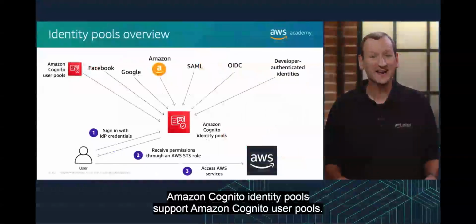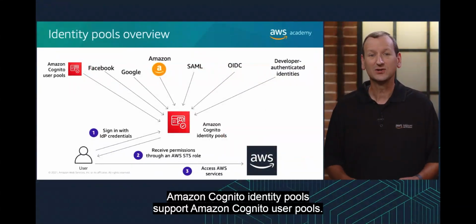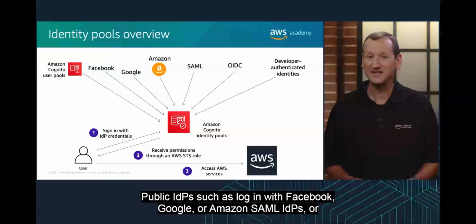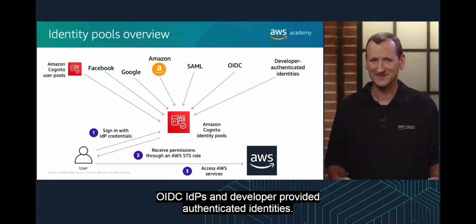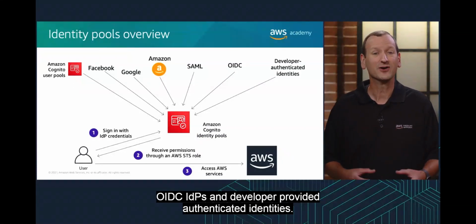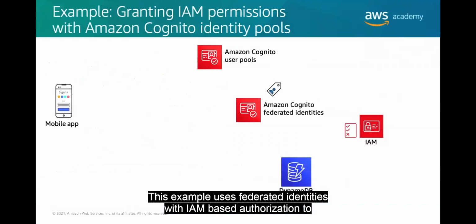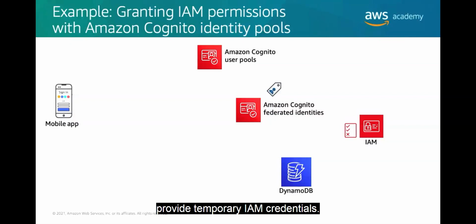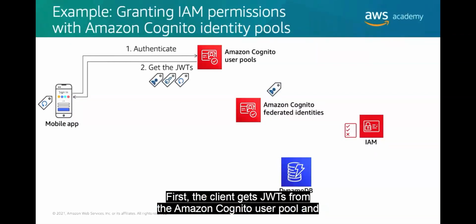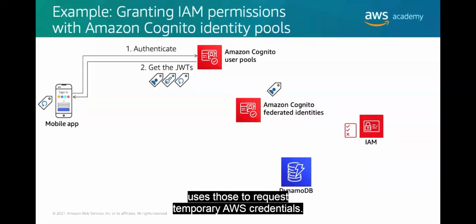Amazon Cognito identity pools support Amazon Cognito user pools, public IDPs such as login with Facebook, Google, or Amazon, SAML IDPs, OIDC IDPs, and developer-provided authenticated identities. This example uses federated identities with IAM-based authorization to provide temporary IAM credentials. First, the client gets JWTs from the Amazon Cognito user pool and uses those to request temporary AWS credentials.